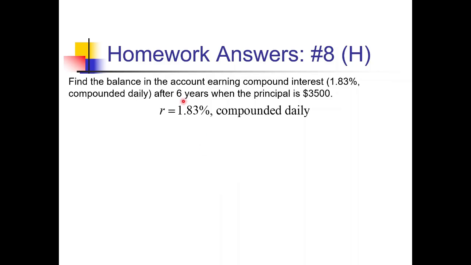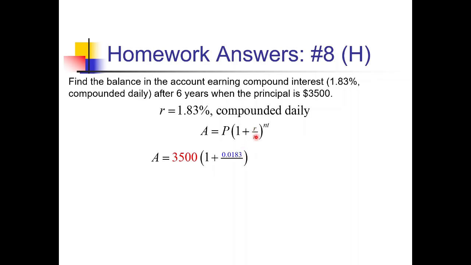For this one, we're trying to find the balance of an account that's earning compound interest, that's 1.83% compounded daily, after 6 years with a principal of $3,500. So since we're compounding non-annually, let's use our interest formula, P times 1 plus r over n to the nt power. Our principal is the $3,500. We have an interest rate of 1.83%, so that's going to be 0.0183 if I use that as a decimal.